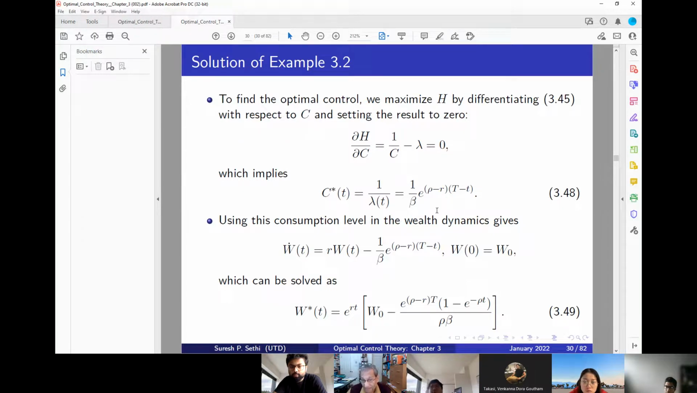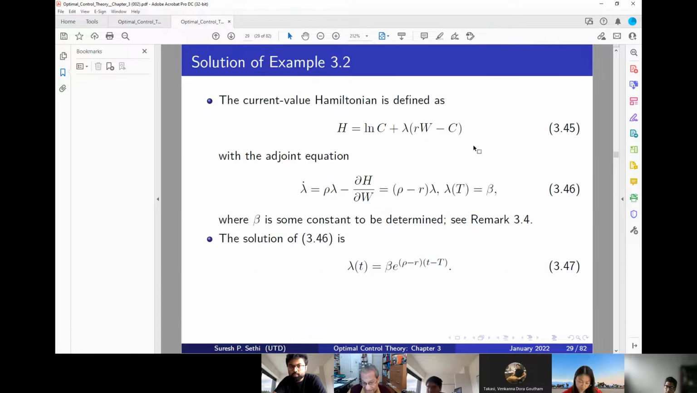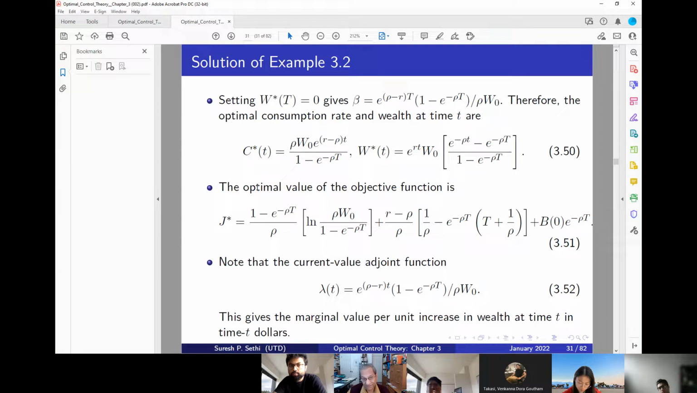So now, because this is my optimal consumption, I can find the optimal wealth path. So W dot equal to RW minus that optimal consumption rate, and W0 equal to 0. If I solve this problem, it's a linear differential equation of first order. The solution is W star T equal to this. There's a beta here. How do I determine this beta? By fixing the boundary conditions. So I put capital T here, and I put that equal to 0, right? Because W star T has to be 0. That's what our problem says. W T has to be equal to 0. So I set W star T equal to 0 here. That gives me beta equal to this. That's beta. That is the only beta that will give me W star T equal to 0.